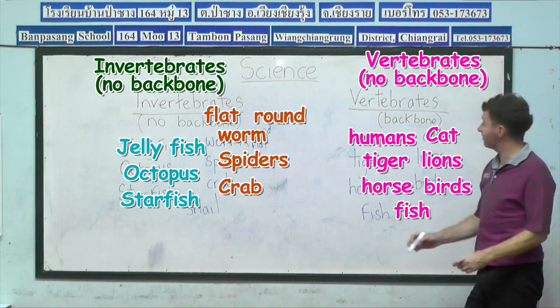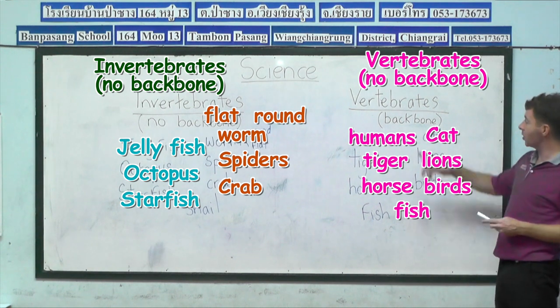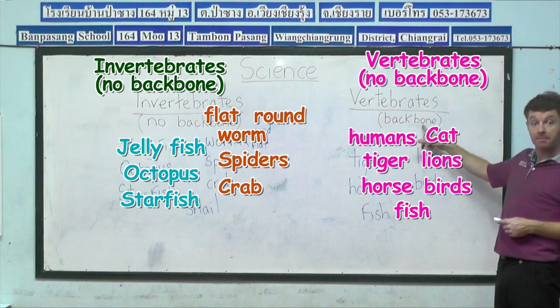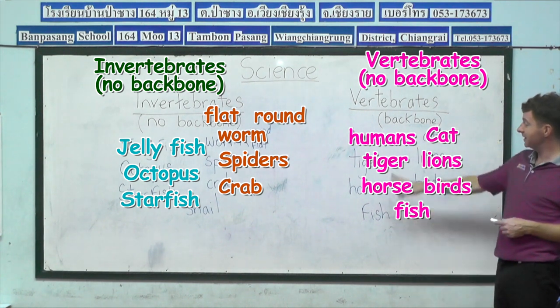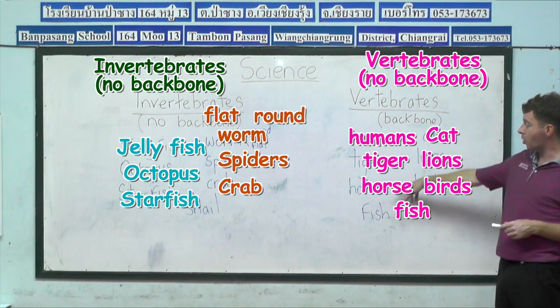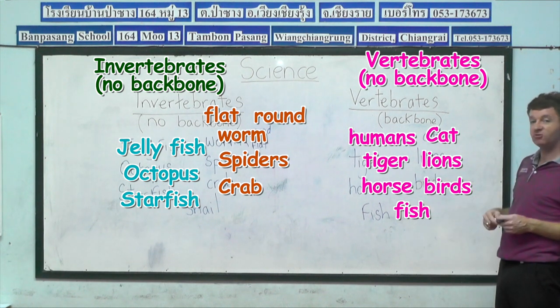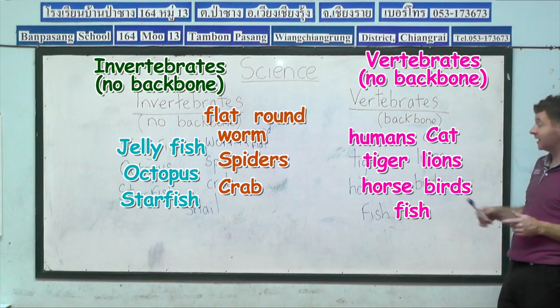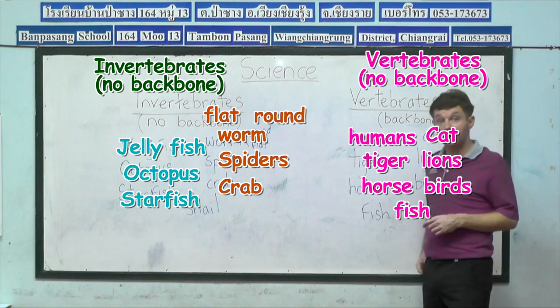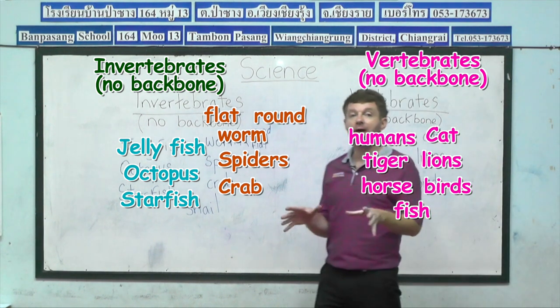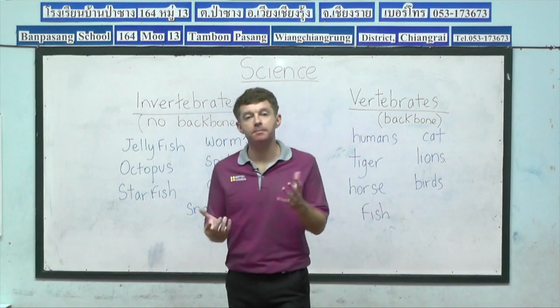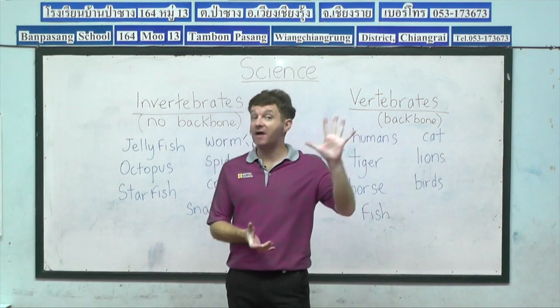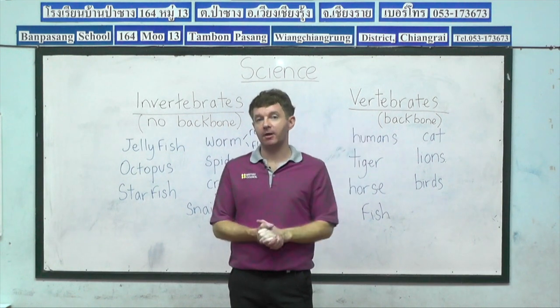All of these different types of animals, what do they all have? Backbone. So therefore, they are called vertebrates. Humans, tiger, horse, fish, cat, lions, and birds are all examples of vertebrates because they are animals that have a backbone. But there are five different types of vertebrates.